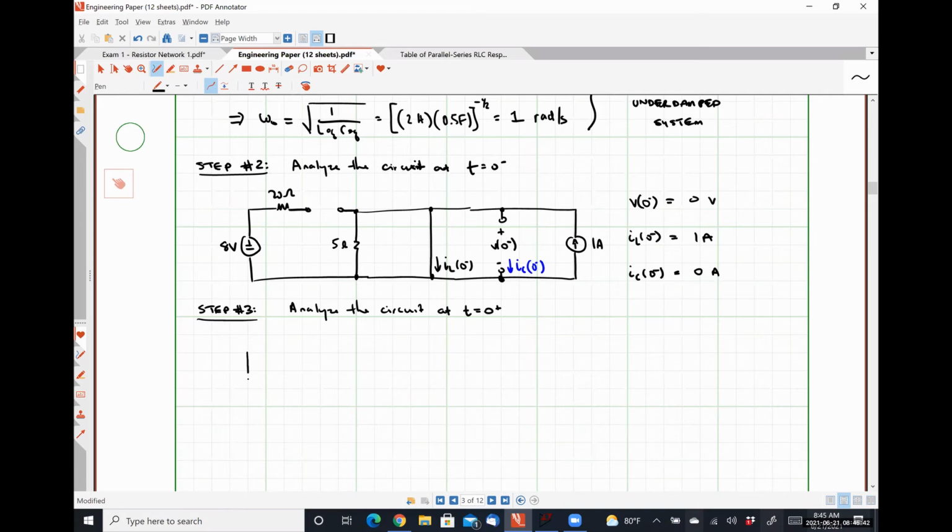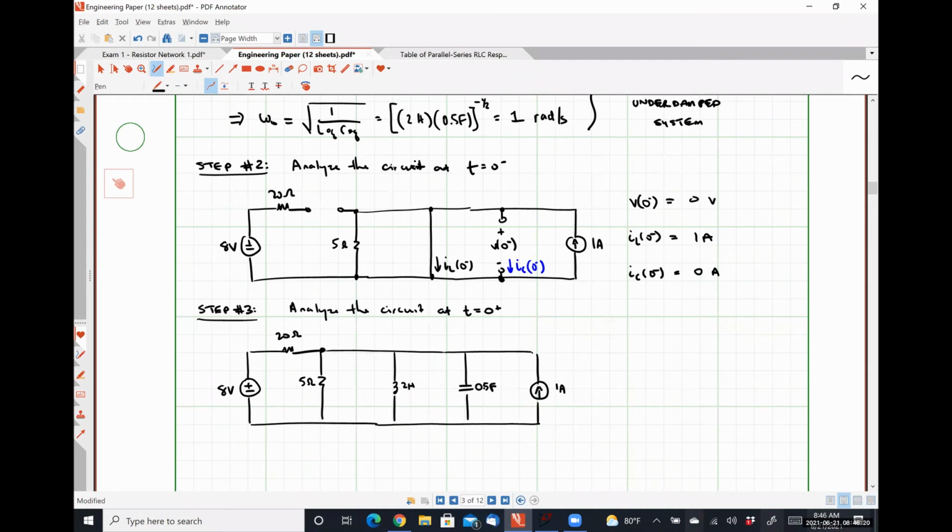So I have my 8-volt source, my 20 ohm resistor, my switch is closed, so now there's a connection between the 20 ohm resistor and my RLC network, right? So I'm going to draw my inductor here, which is 2 henries, my capacitor here, which is half a farad, and then my 1 amp source.